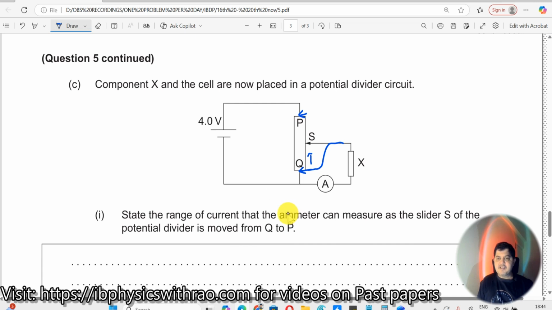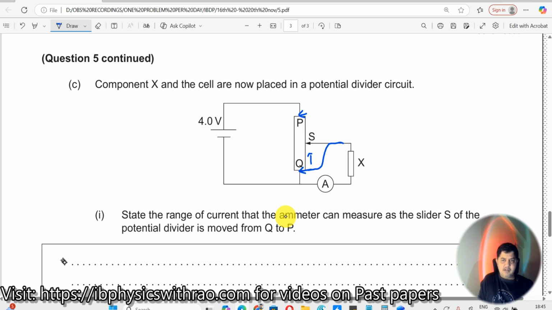Now when I put this one here, what will happen? This appears like a short circuit, right? The current will start from here, come all the way down, and then this slider is over here. So it doesn't pass through this one, it goes through this one and directly passes over. So it's completely a short circuit over here.